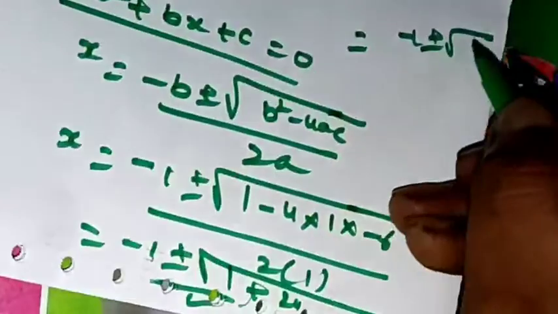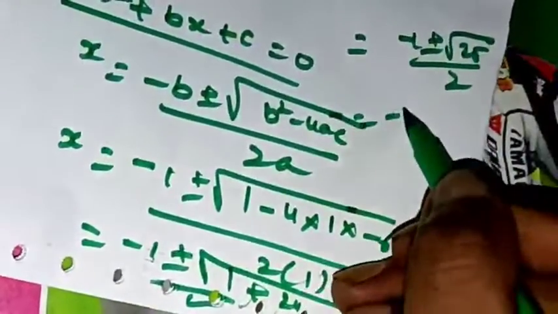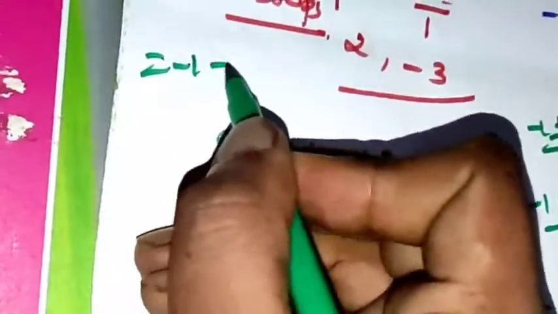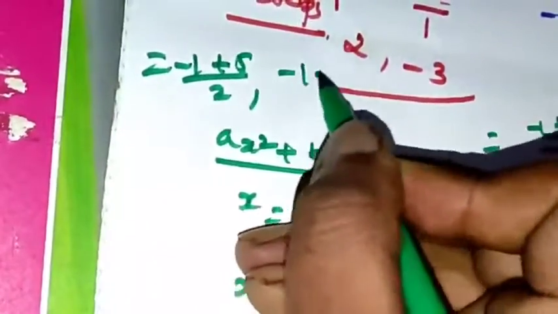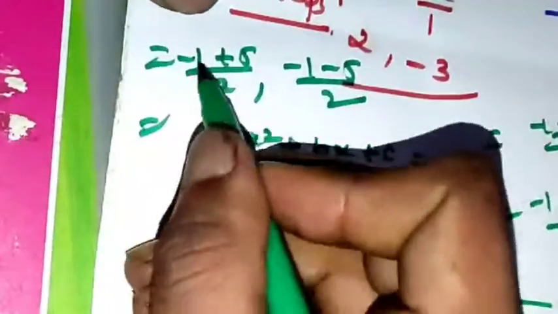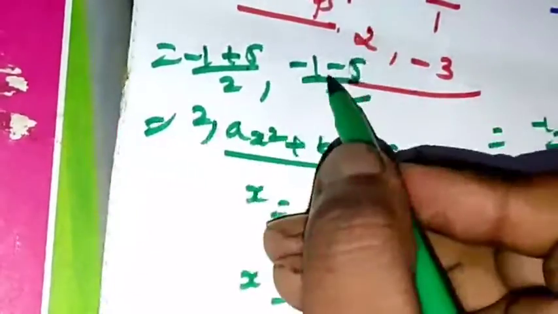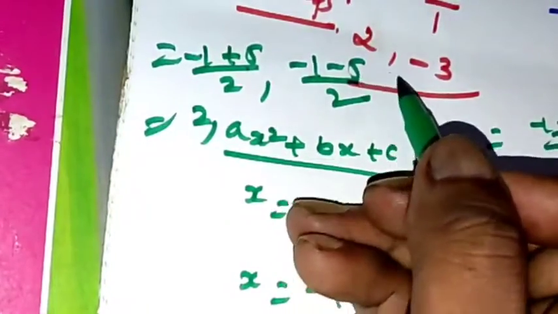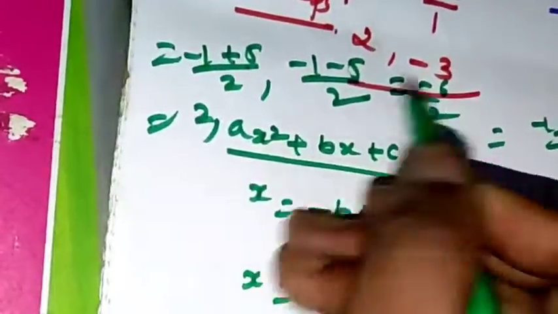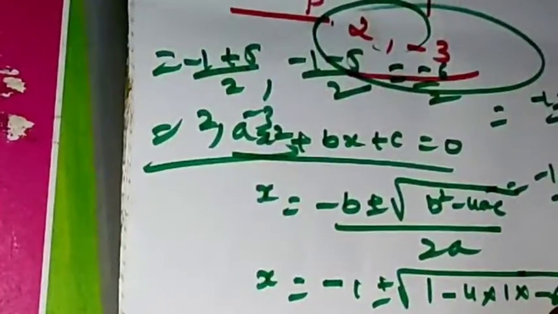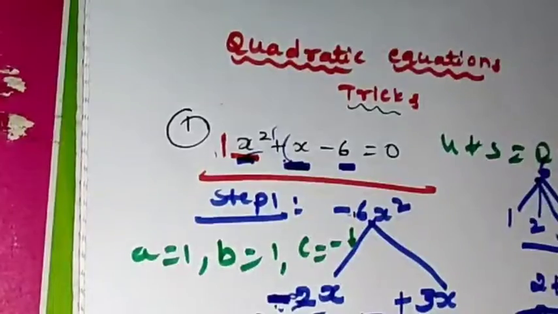Minus 1 plus or minus root 25 by 2. The value of root 25 is 5. We take minus 1 plus 5 by 2 and minus 1 minus 5 by 2. Minus 1 plus 5 is 4, 4 by 2 is 2, and minus 1 minus 5 is minus 6, minus 6 by 2 is minus 3. We get the same answer, yes or no? Without using the formula we solve this question within seconds.